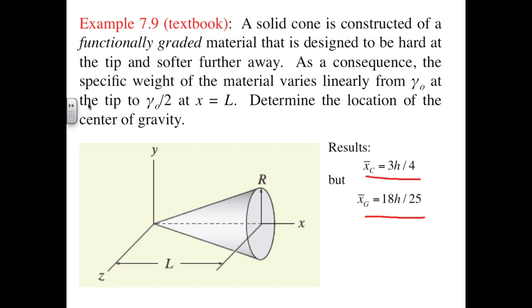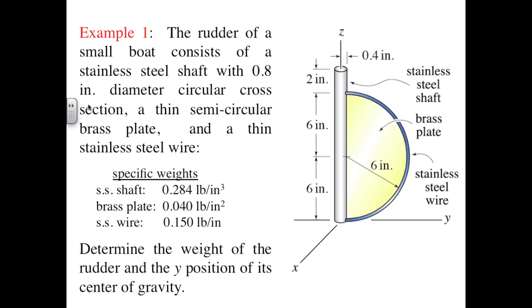Now let's take a look at some examples. In this first example, we have the rudder of a small boat that consists of three elements: a stainless steel shaft, which is given as a volumetric element, a brass plate, which is given as an areal element, and a stainless steel wire, which is given as a linear element. And their corresponding specific weights are shown here. We're asked to find the weight of the rudder and the y position of its center of gravity, given the coordinate system shown in the figure.